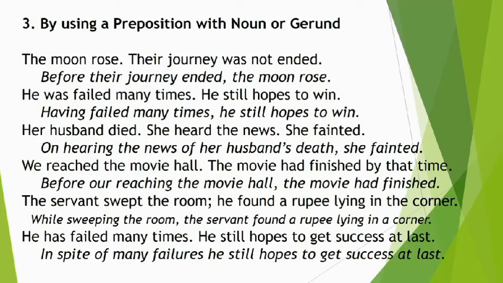Thirdly, we can combine two simple sentences into one simple sentence by using a preposition with noun or gerund. What is a gerund? Gerund is a verbal noun, a verb that is used as a noun. I hope you know the difference between a gerund and a participle. Though both have the same structure, gerund is a verbal noun and participle is a verbal adjective.